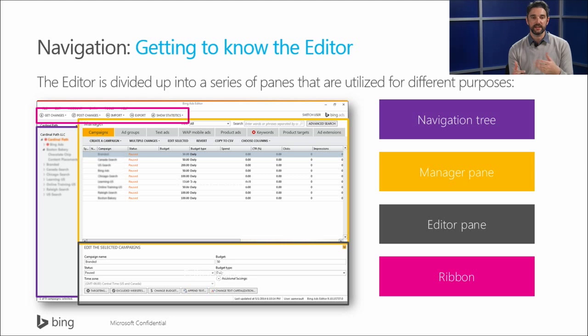And then finally, there is a ribbon of sorts in the editor also, and this is really where we go ahead and do things like get changes. And what we mean by get changes is download a fresh version of the account.